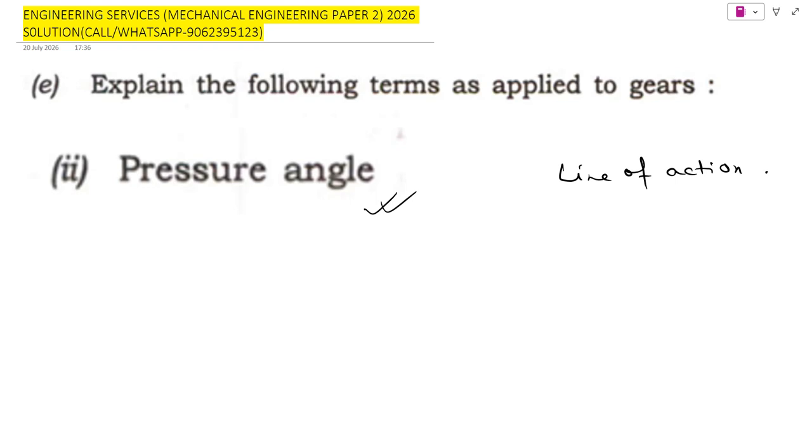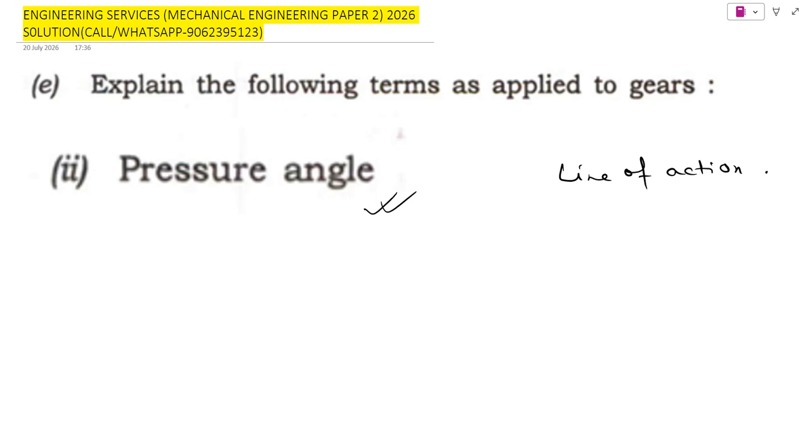I always tell my students that pressure angle is not just an angle. It is the angle that decides how the force travels from one gear to another. Okay. So once you understand this sentence, you will never forget the definition. Now let us write the standard engineering definition. What is the standard engineering definition? Pressure angle is the angle between the line of action or common normal at the point of contact and the common tangent to the pitch circles at the pitch point. So let us understand every term.